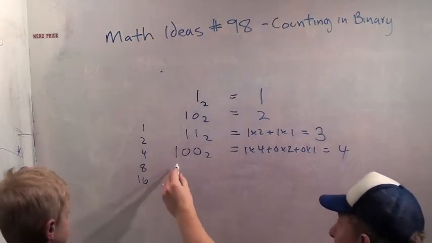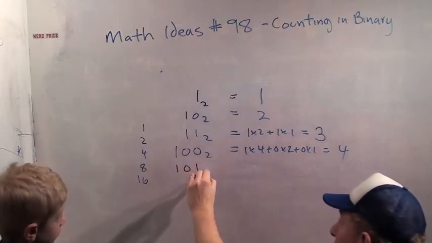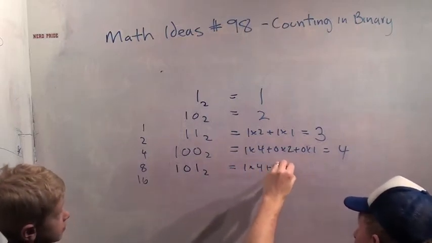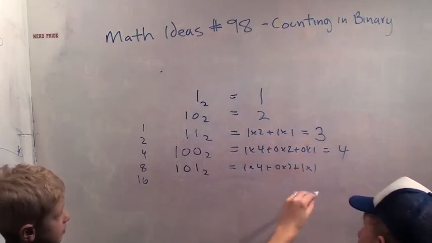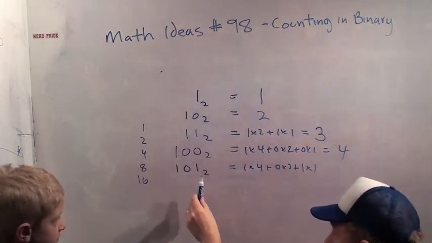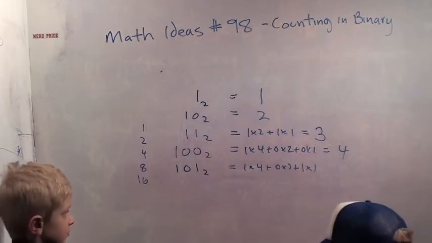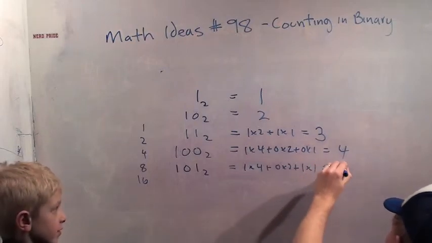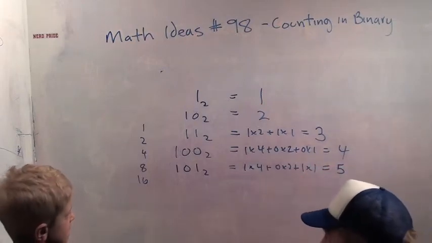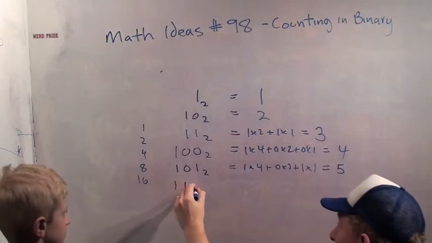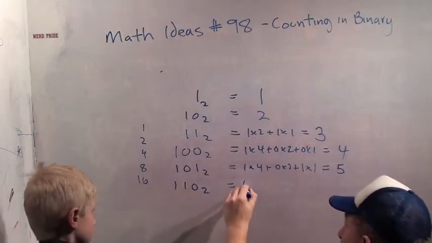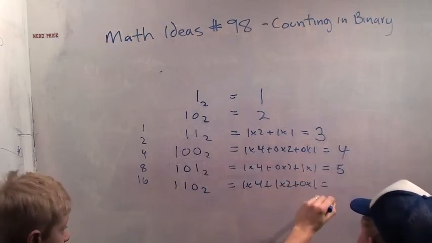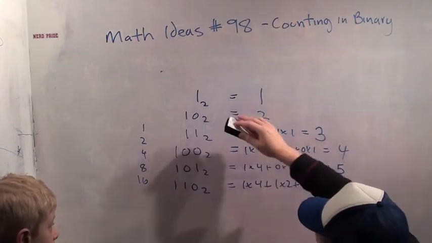Now what number comes after 4? 5. Right, and so we're going to write 5 as 1, 0, 1 base 2. So this is 1 times 4 plus 0 times 2 plus 1 times 1. See that? What is that? It's 5. Okay. Now 6 is going to be 1, 1, 0 base 2. 1 times 4 plus 1 times 2 plus 0 times 1. That's 6. Isn't this a funny way of counting?